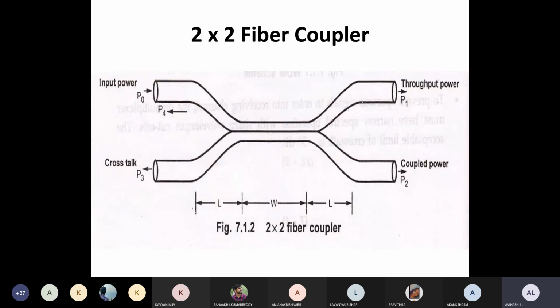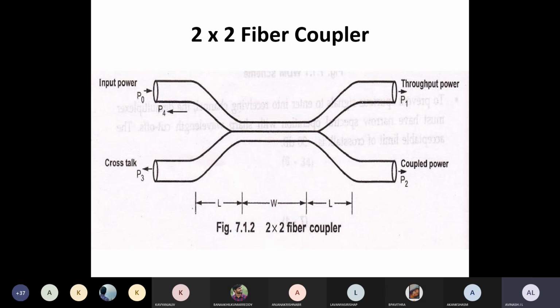This is the last thing, the 2x2 fiber coupler. So here it is having 2x2. That means 2 input and 2 output ports. In that particular 2 input and 2 output ports, the input power is P0. The throughput power is P1. The coupled power is P2, the crosstalk is P3, and the reflection back.